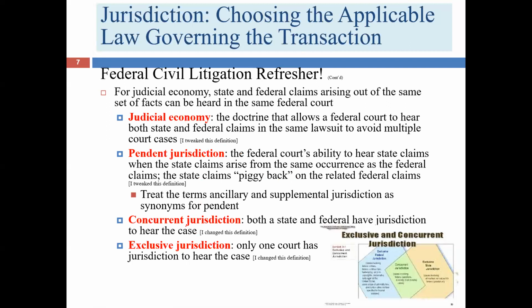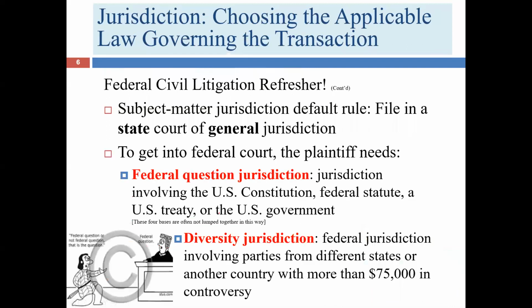Let's consider the idea of concurrent and exclusive jurisdiction. I said before, going back to this list, here we go, that these were the bases that you used to get into federal court, including this one. Well, if you are suing about the U.S. Constitution, you can file in federal court or you can file in state court.